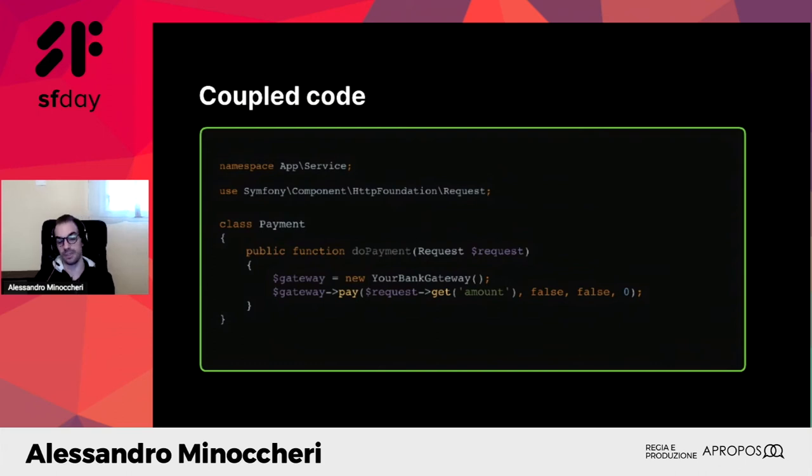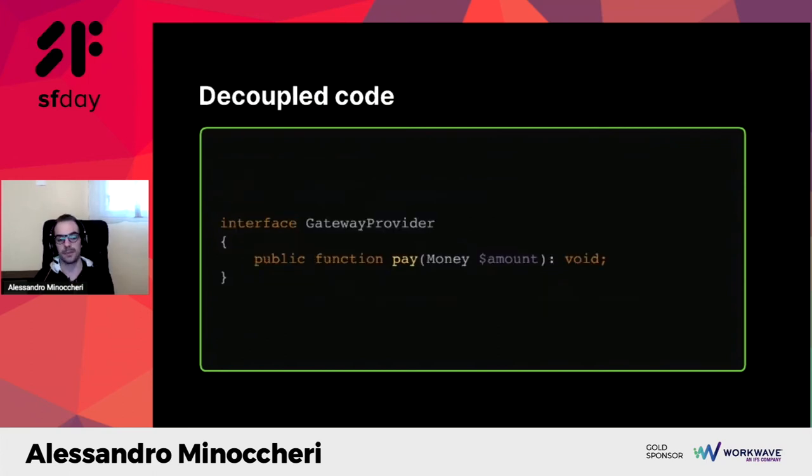A lot of effort you need to apply. So how to decouple this code? First, you can create an interface, for example. This is an approach. You can create an interface gateway provider that needs a method pay with an object money, not the object request. A specific object, a value object in this case.